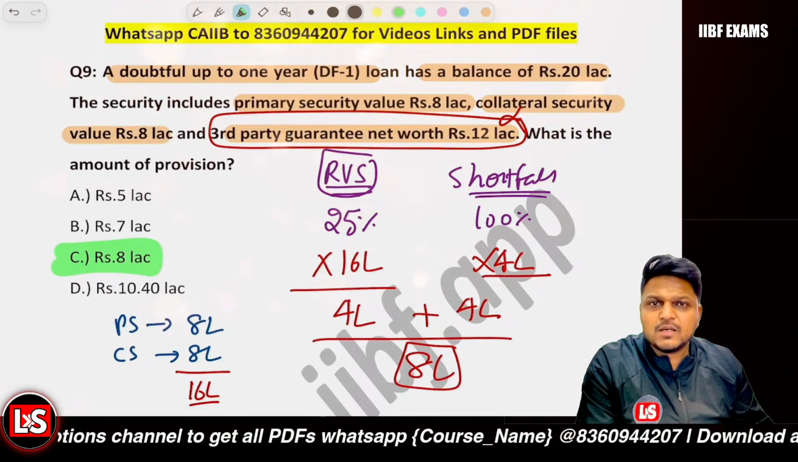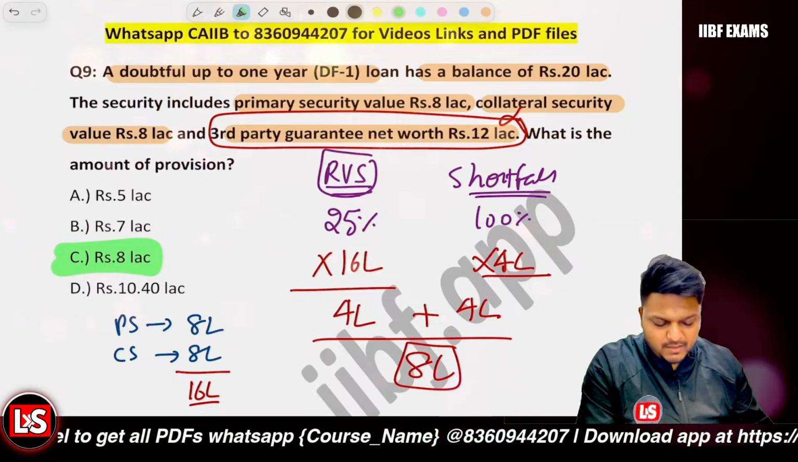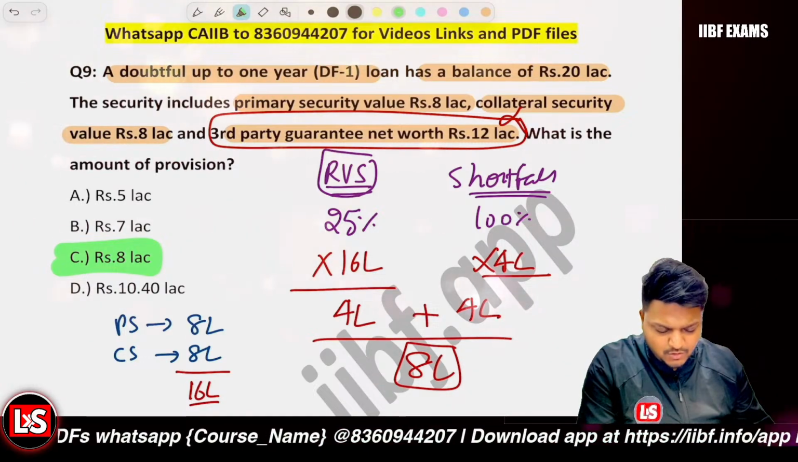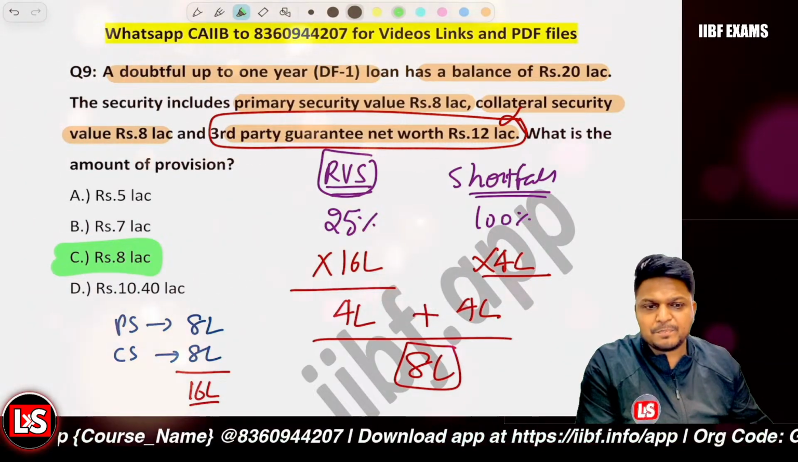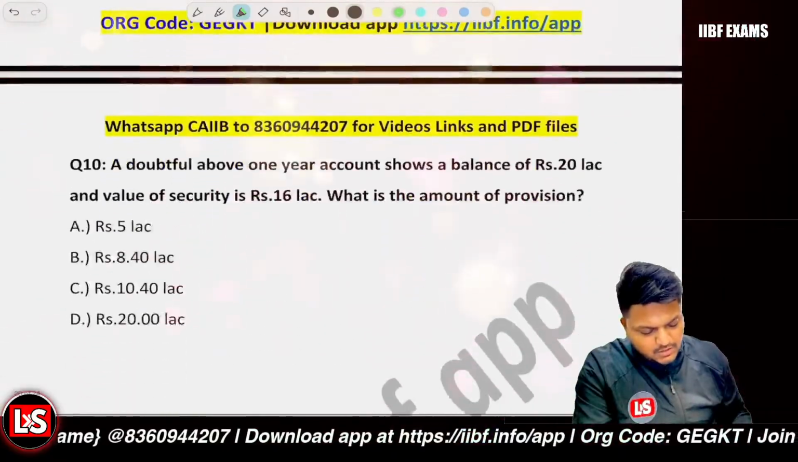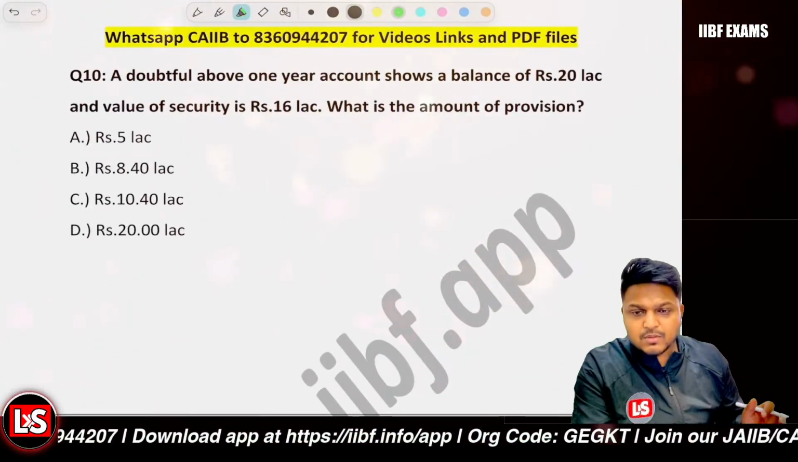8 lakh of the provision is to be maintained. So question number 9, option C will be the correct answer. Now let's move toward question number 10.